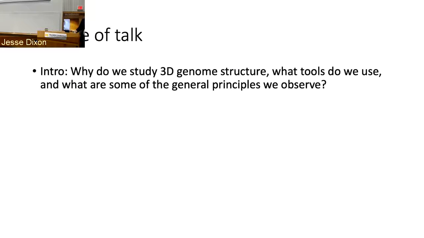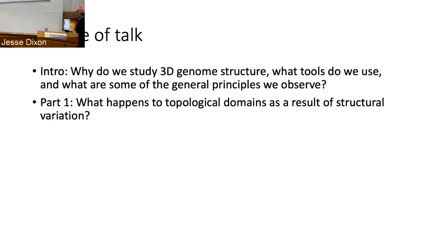Okay. So I'm just going to start by giving you a brief outline of what I'm going to talk about today. For the first part, I'm going to give a little bit of intro to generally introduce why we're interested in how your genome folds up in space, and introduce some of the tools that we use and some of the general principles we observe. I'm also going to talk about a particular feature of genome organization we call topological domains. These are also called topologically associating domains, or TADs. And we can see what happens to these in the context of structural variation in cancer genomes.